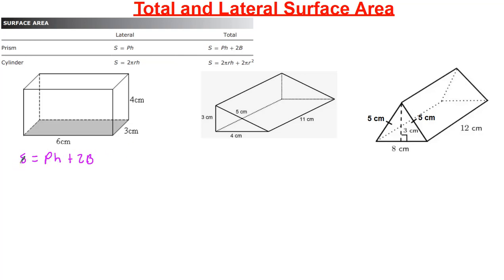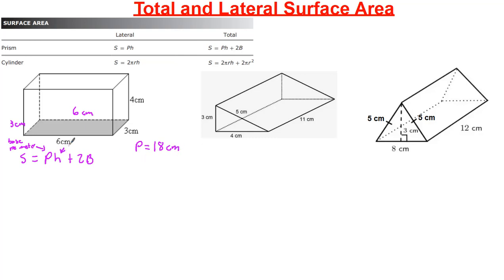S is, of course, just going to be total surface area. P in this case is going to be the perimeter. That's going to be the distance around the base. So this is going to be the base perimeter. As you can see, 6 plus 3, and then plus the back over here, which is another 6 plus 3. All that together is equal to 18. So the perimeter of the base is 18 centimeters.